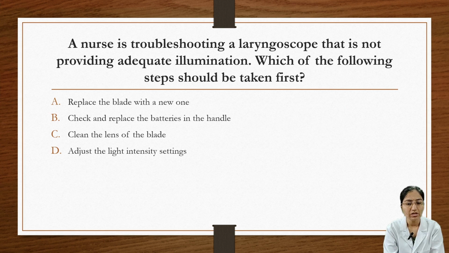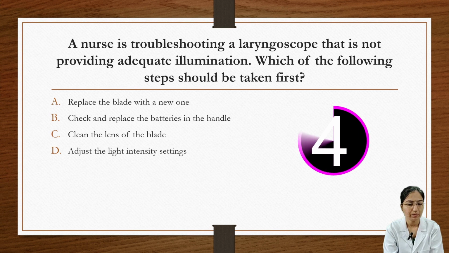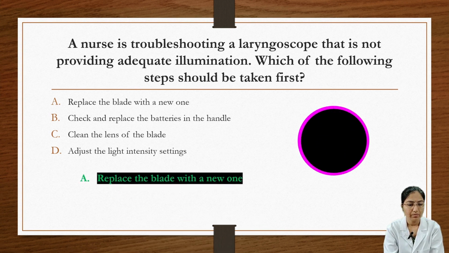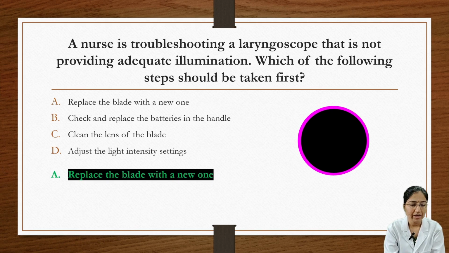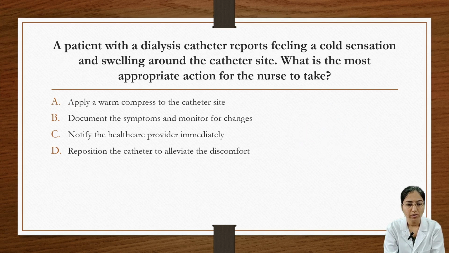A nurse is troubleshooting a laryngoscope that is not providing adequate illumination. Which of the following steps should be taken first? Here the options are. Right option is A, that is replace the blade with a new one. We'll move to the next one.